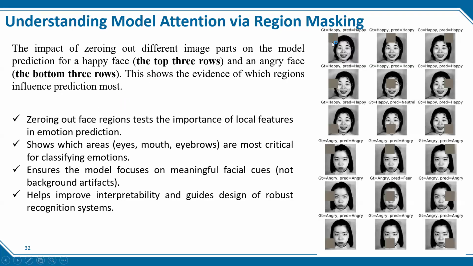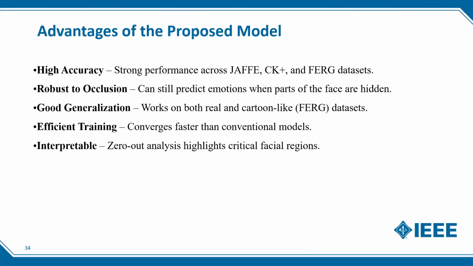So in some parts we are making the region zero and evaluating the model performance. Zeroing out the face region tests the importance of local features in emotion prediction. It shows which areas are more critical for classifying emotions, ensures the model focuses on meaningful facial cues and not background artifacts, and helps improve interpretability and guides the design of a robust recognition system. The advantage of the proposed model is high accuracy.